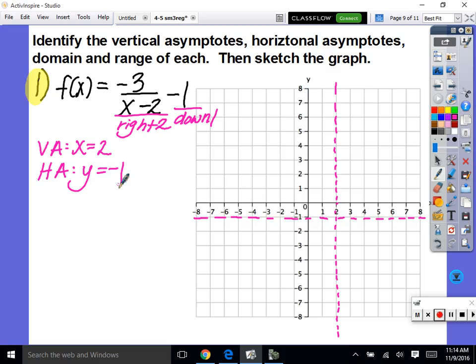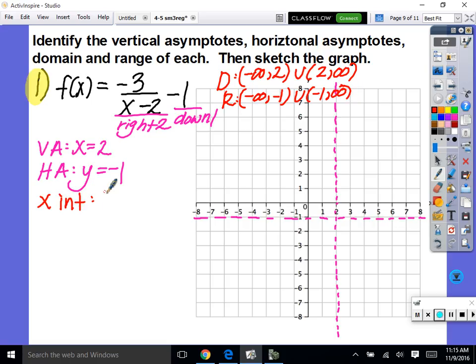Okay, sweet. So why not do the domain and range right now? We only need the asymptotes for that, right? So domain is negative infinity up to 2, and then from 2 to infinity. And our range is negative infinity up to negative 1, and then negative 1 to positive infinity. Now let's graph it. What we would want you to do is find the x-intercept and y-intercept.